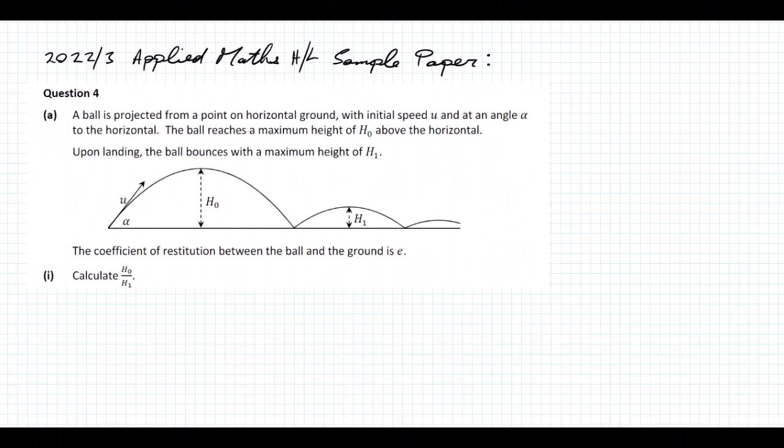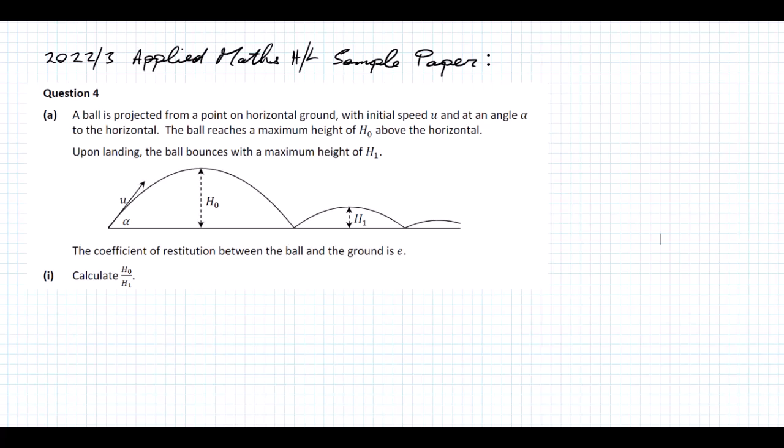Okay, so in this video I'm going to have a look at the 2022-2023 Applied Maths Higher Level Sample Paper, question 4. So in part A1 we have a ball is projected from a point on horizontal ground with initial speed u and at an angle alpha to the horizontal.